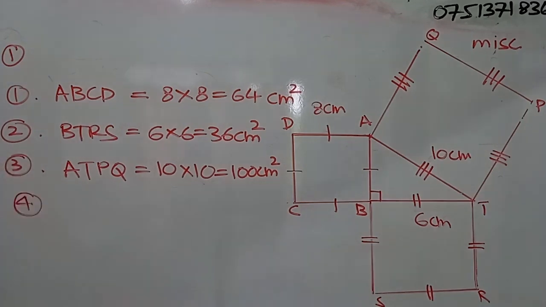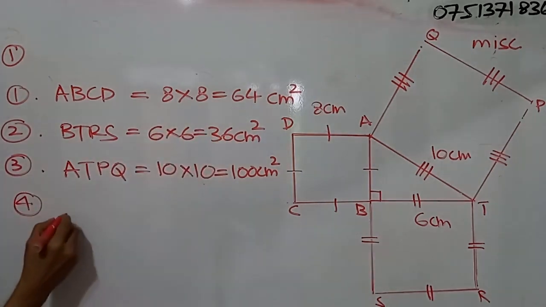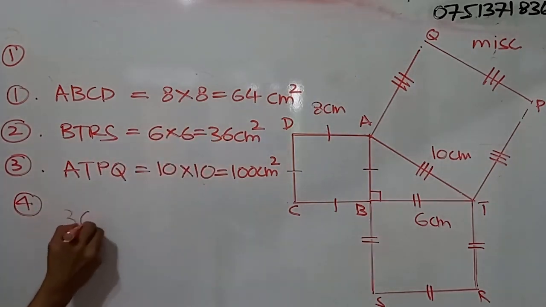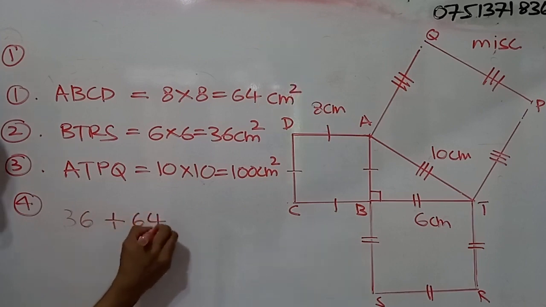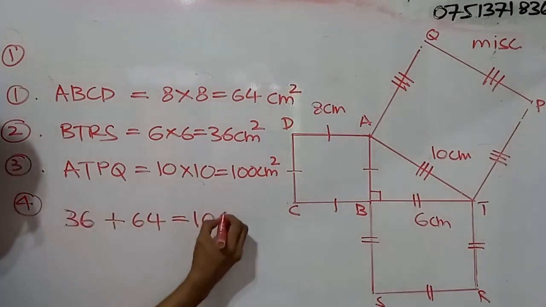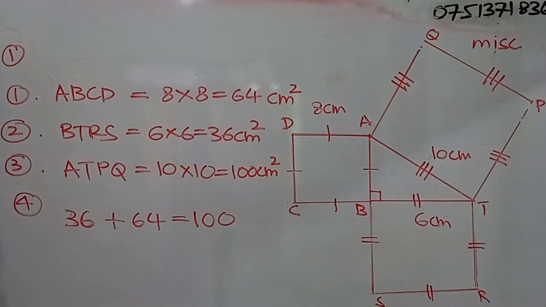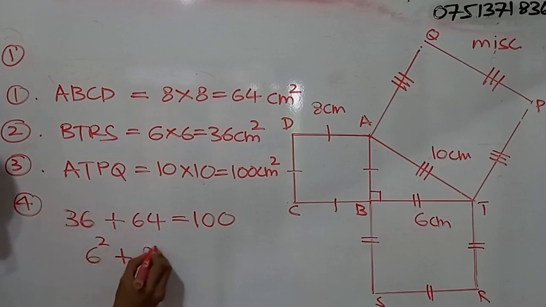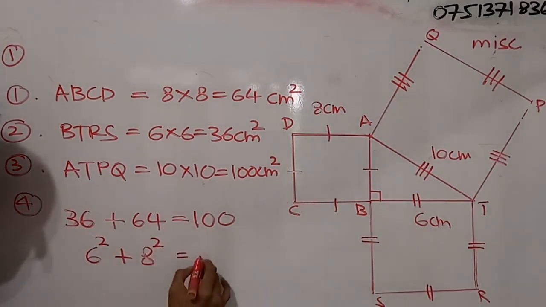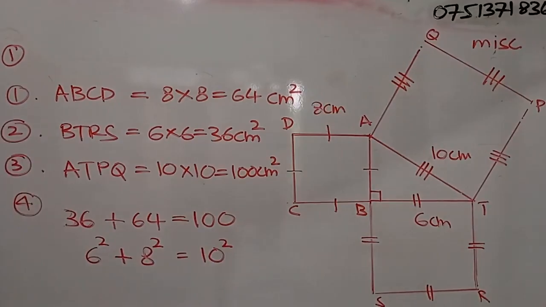Part 4. Find a special relationship between the areas of the three squares. Take 36 and add it to 64. What will we get? 100. So that is a relationship. So we can further simplify this as what? 36 means square of 6. 64 means square of 8. 100 means what? Square of 10. So that will be the answer.